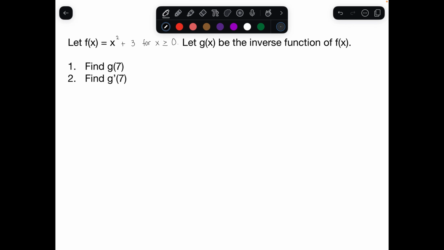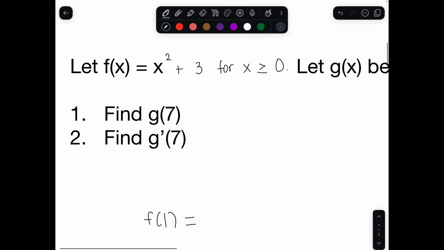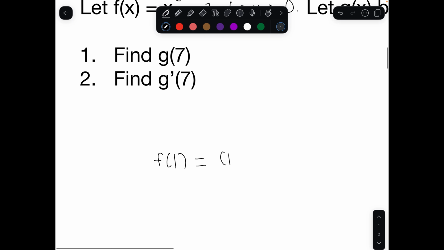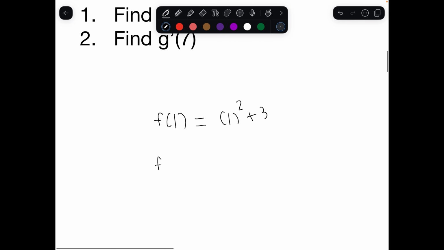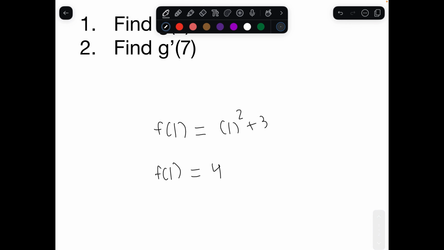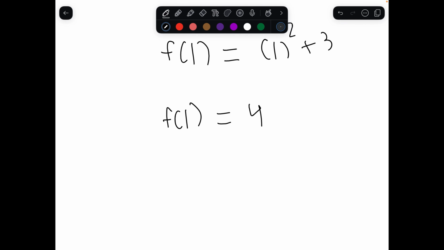First, let's review what an inverse function is. Let's say I was solving for f of 1. How would you solve that? You just plug in 1 as your input, for x. So 1 squared plus 3. f of 1 equals 1 plus 3, which is 4. For the inverse function, all you need to know is that the inputs and the outputs are switched. So this 1 is your input and 4 is your output, which means g of 4 would just equal 1.